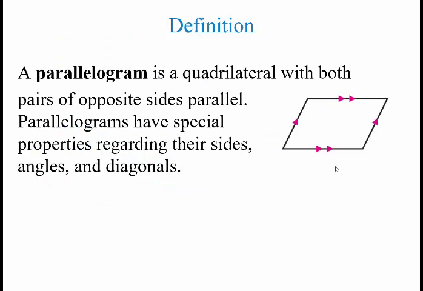All right, let's start with the definition of what a parallelogram is. A parallelogram is a quadrilateral, so that's four sides, with both pairs of opposite sides being parallel. So this side here is parallel with this side, and the opposite side over here is parallel with it as well. Parallelograms have special properties regarding their sides, angles, and diagonals, and we're going to talk a lot about those properties. But just remember, opposite sides are parallel.